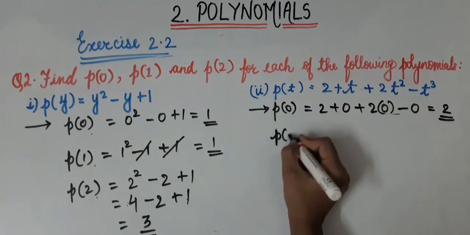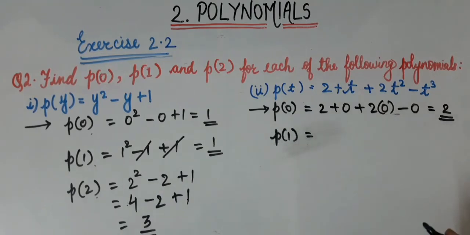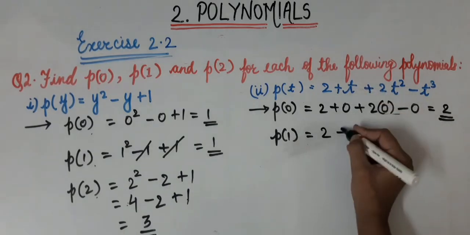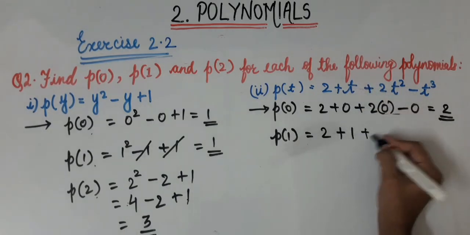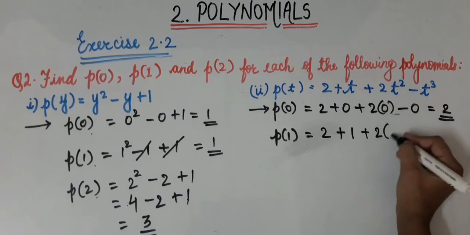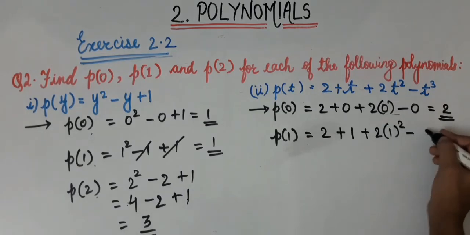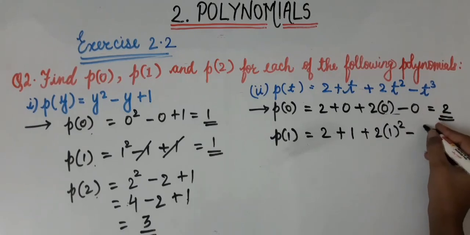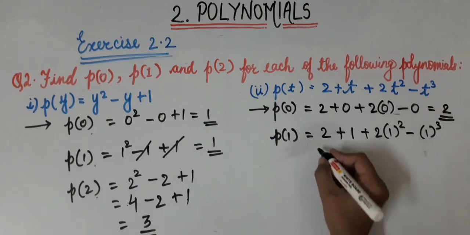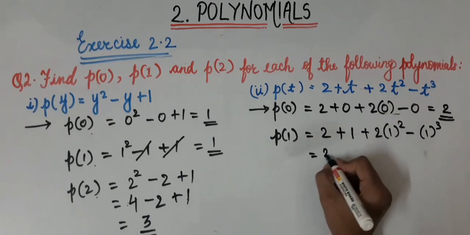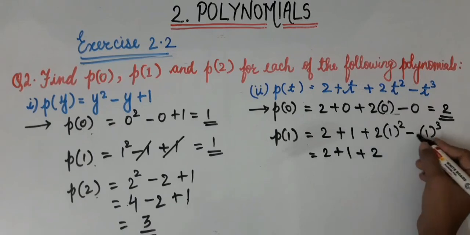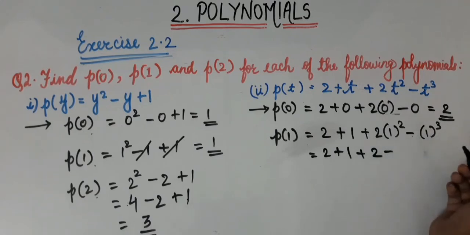Same way find p of 1. How are you going to find p of 1? Replace t by 1 everywhere in the equation. So write this 2 as it is. Replace this first t with 1, plus 2 into t square, 2 into 1 square, minus t cube. Replace t by 1, so it will be 1 cube. Now solve for it. 2 plus 1 plus 1 square is 1. 1 into 2 is 2. Minus 1 cube. 1 cube is 1.